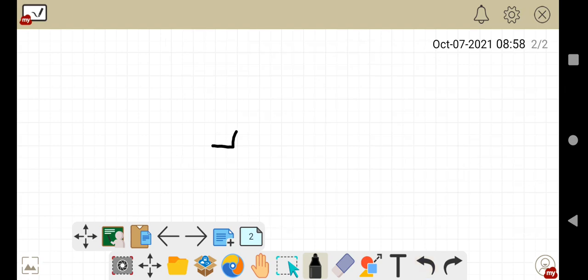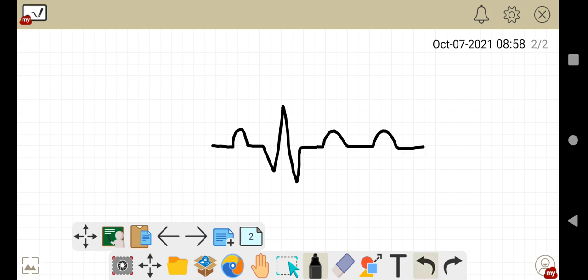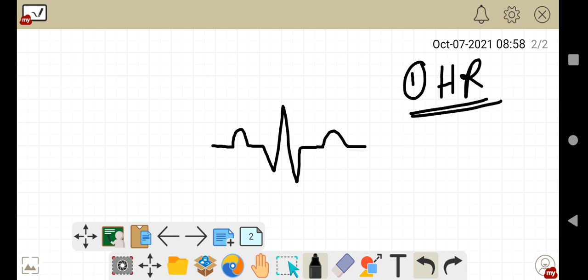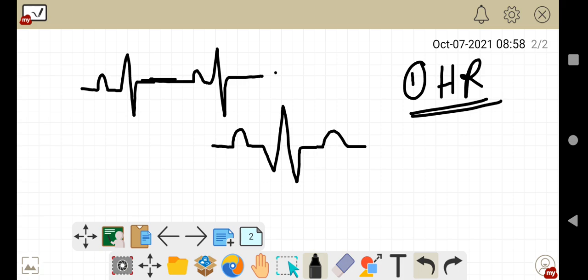After you get an ECG, the first thing we will do is check the heart rate, correct? Now how will we check the heart rate? I will tell you a method.